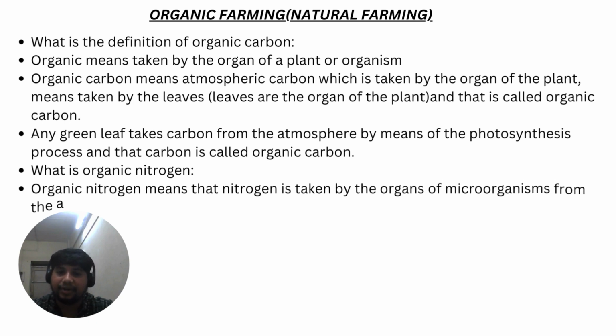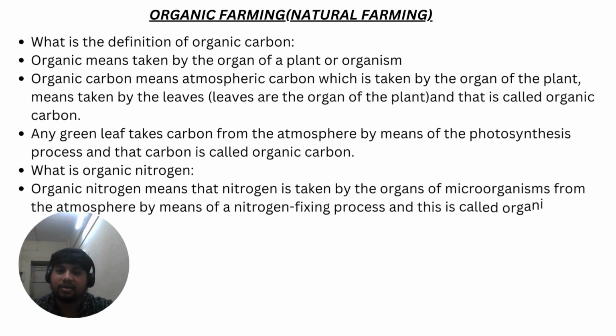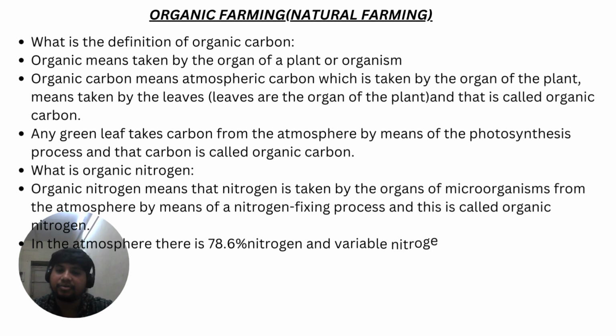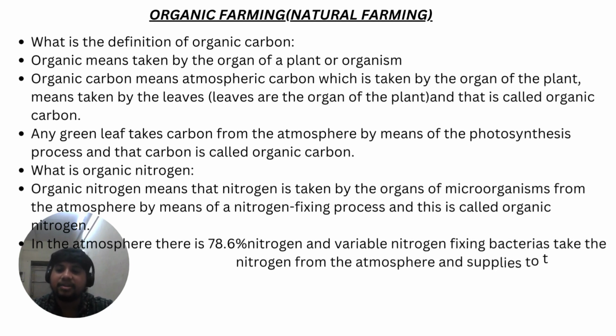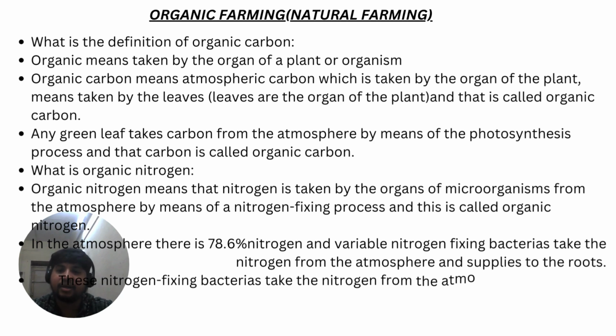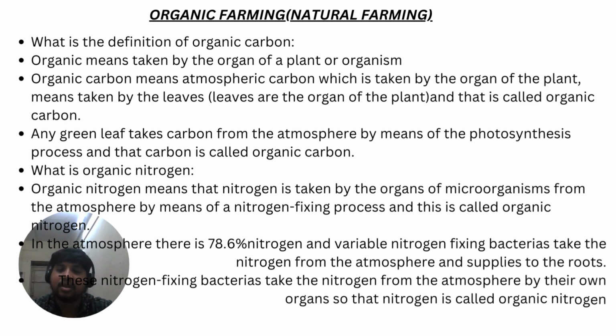What is organic nitrogen? Organic nitrogen means nitrogen taken by the organs of microorganisms from the atmosphere by means of the nitrogen fixing process, and this is called organic nitrogen. In the atmosphere, there is 78.6% nitrogen, and various nitrogen fixing bacteria take the nitrogen from the atmosphere and supply it to the roots. These nitrogen fixing bacteria take the nitrogen from the atmosphere by their own organs.